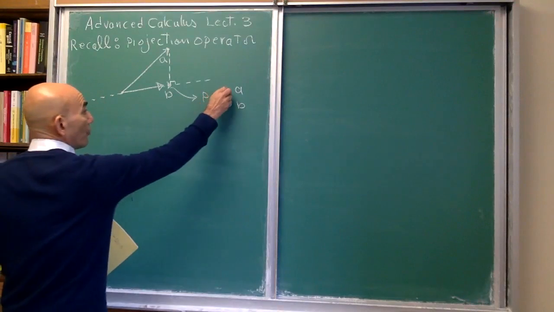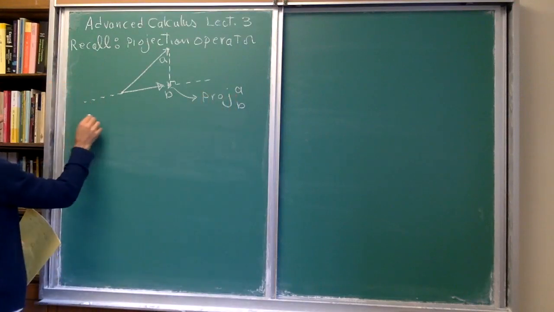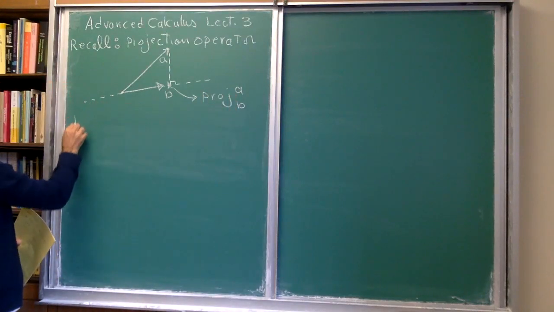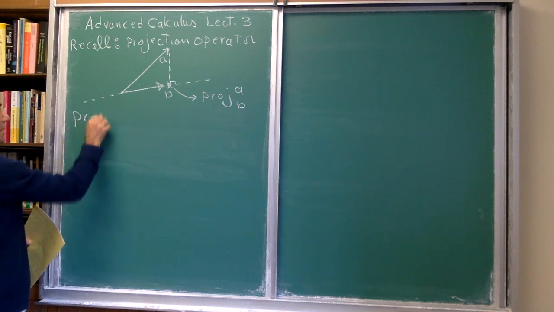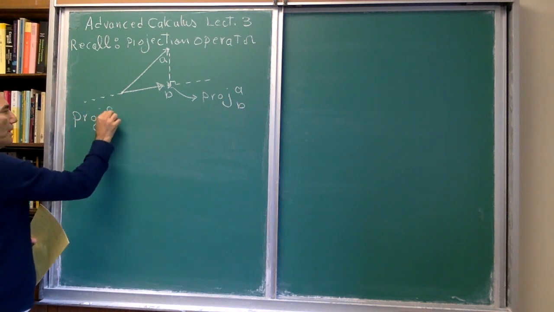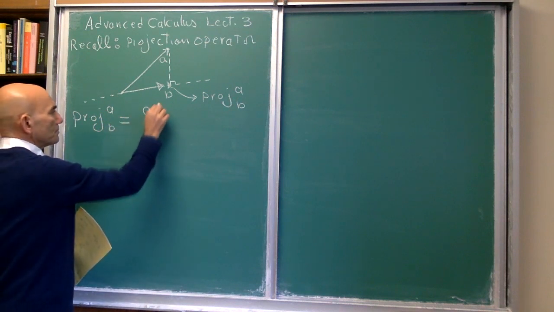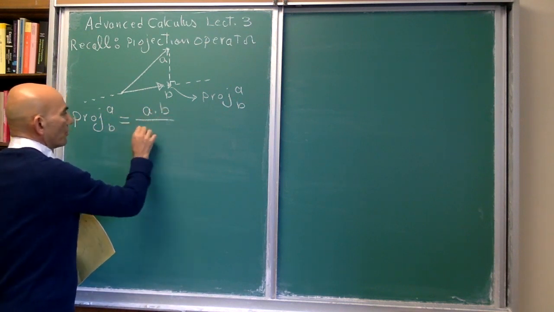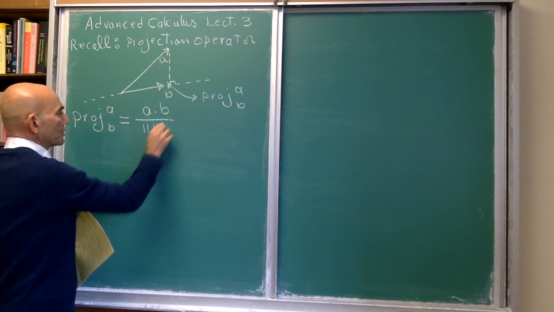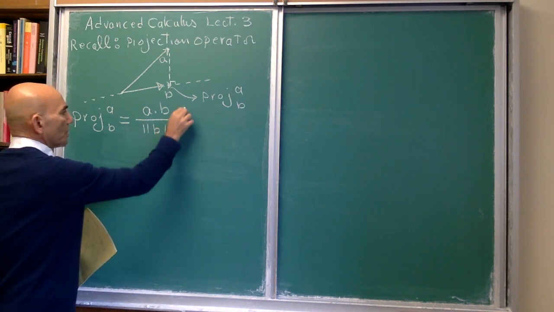We derived the formula for this, which is a very important formula. The formula we derived is proj A along B equal to A dot B over norm of B squared, times B.